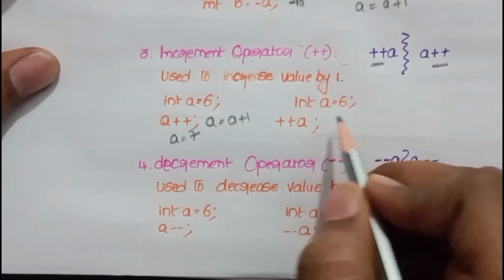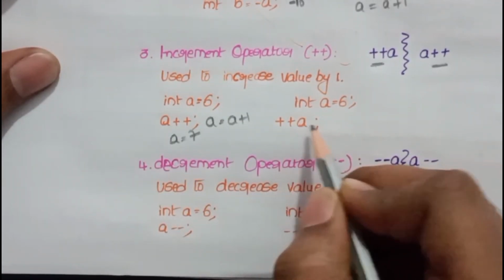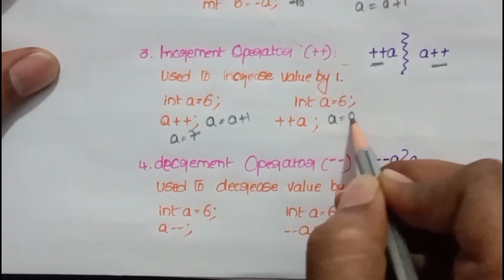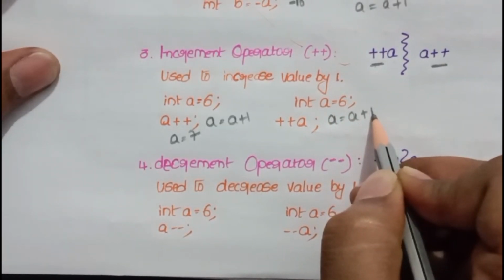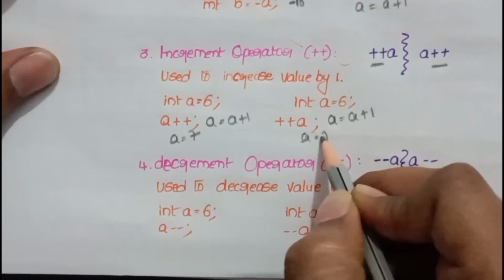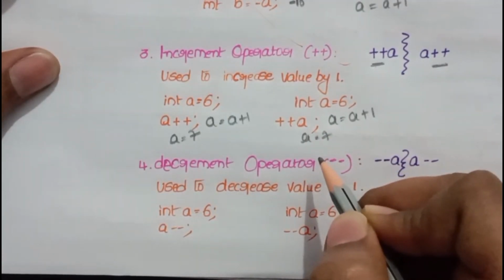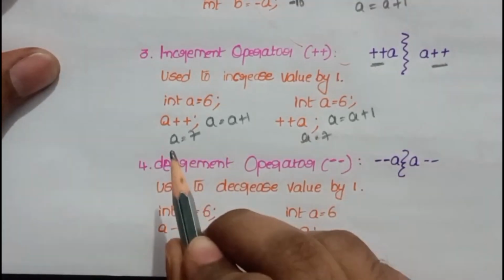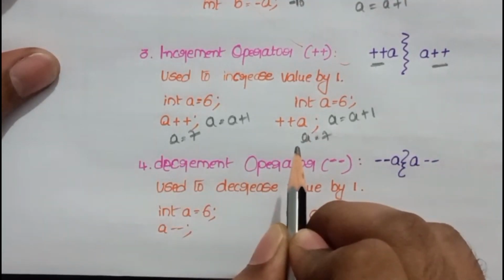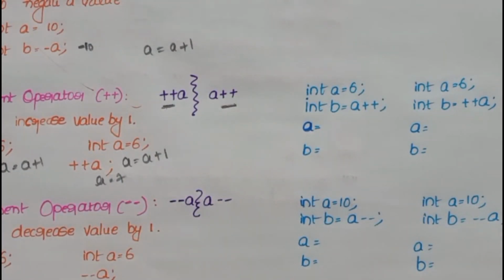And here a equals to 6, plus plus a is also equals to a equals to a plus 1. So what will be the final value that gets stored in a? It is 7. Then what is the difference between post increment and pre increment? Let us see in detail. Major difference comes where we are using the increment operator and where we are using value of operand on which increment operator has been applied.